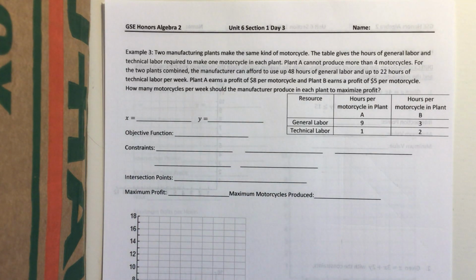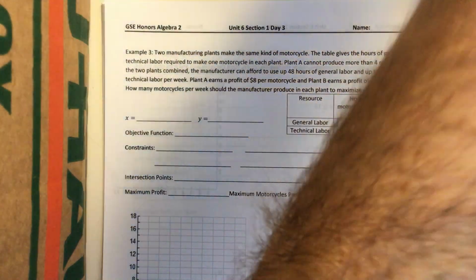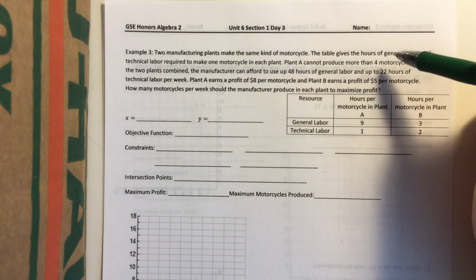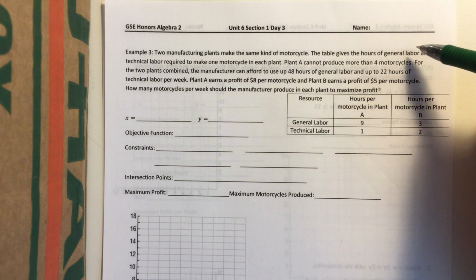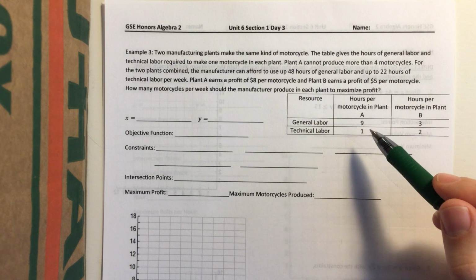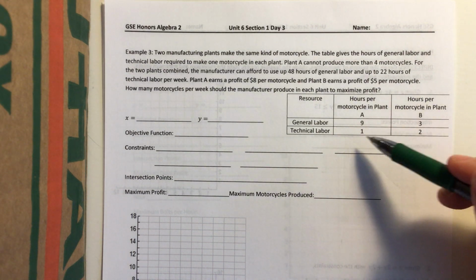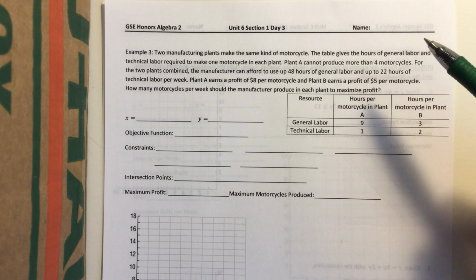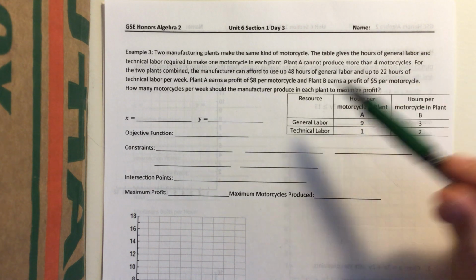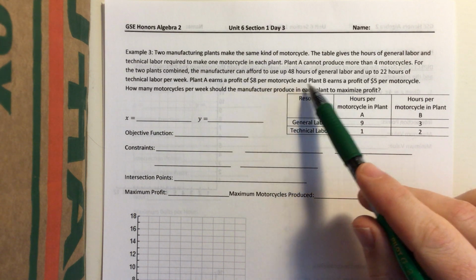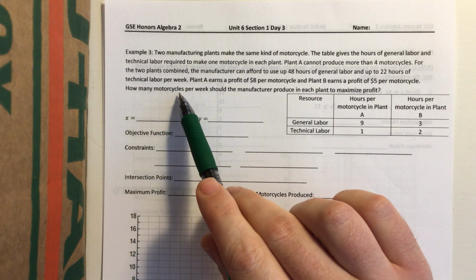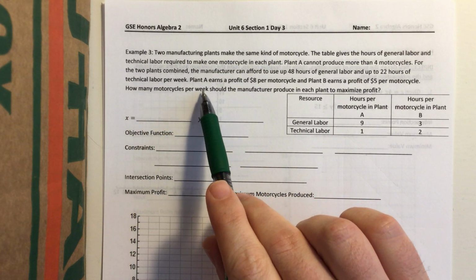So, for this last one, we got 2 manufacturing plants making the same kind of motorcycle. The table gives you hours of general labor and technical labor required to make one motorcycle in each plant. We'll come back to this table in a minute. Plant A cannot produce more than 4 motorcycles for the 2 plants combined. The manufacturer can afford to use up to 48 hours of general labor and up to 22 hours of technical labor per week.